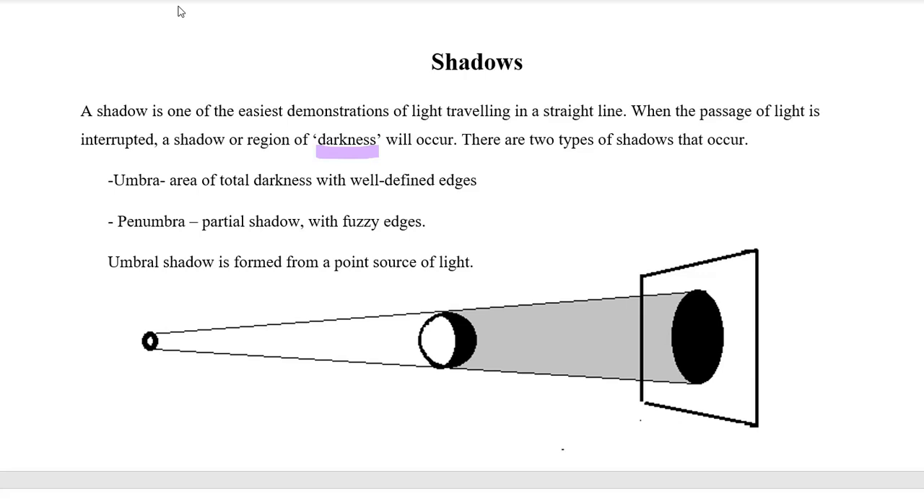There are 2 types of shadows that occur. You all have to learn these terms. We have an umbra. An umbra is an area of total darkness, or a higher degree of darkness with well-defined edges. And then we have a penumbra. Penumbra is a partial shadow with fuzzy edges.